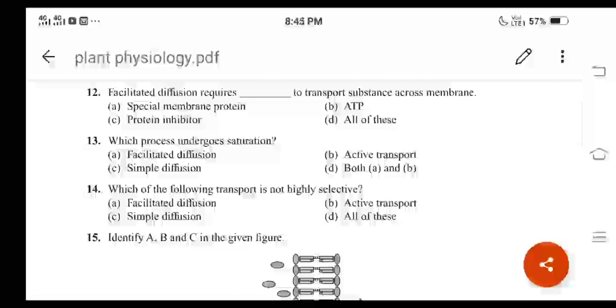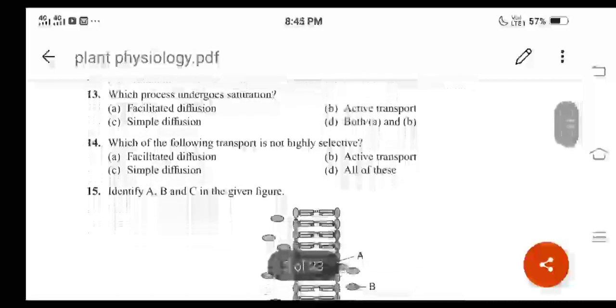During this kind of transport, they will allow only the selected substances or molecules to pass through the membrane, but diffusion is not like that, it can occur randomly. So option C is the correct answer. Then let us move on to the next question.